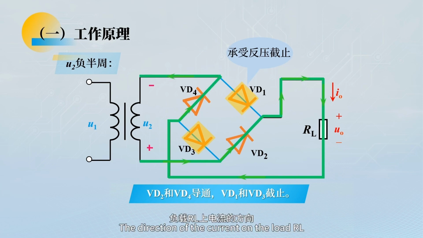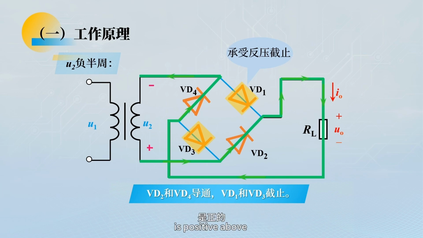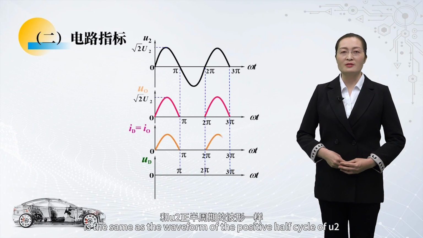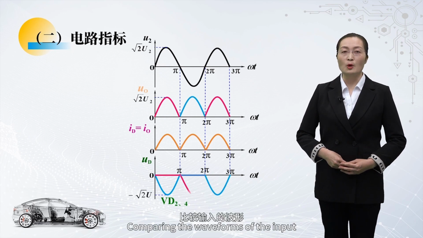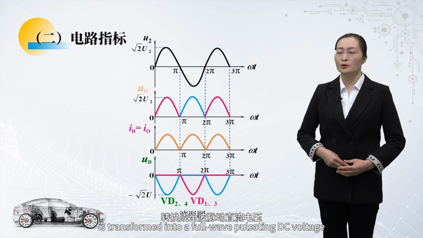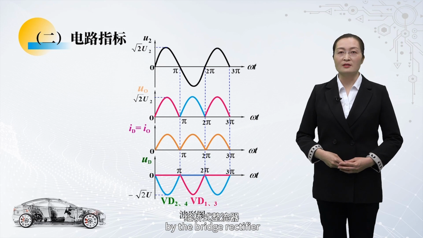The direction of the current on the load RL is from above to below, so the polarity of the voltage across the load is positive above and negative below. The waveform of the voltage output on the load is the same as the waveform of the positive half cycle of U2. Comparing the waveforms of the input and output voltages, it can be seen that the sinusoidal AC U2 is transformed into a full-wave pulsating DC voltage by the bridge rectifier.